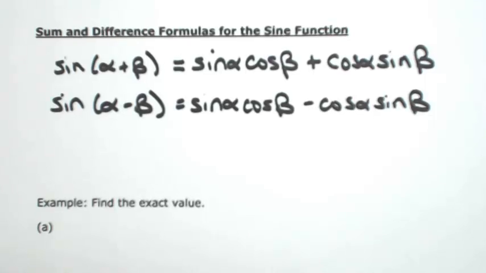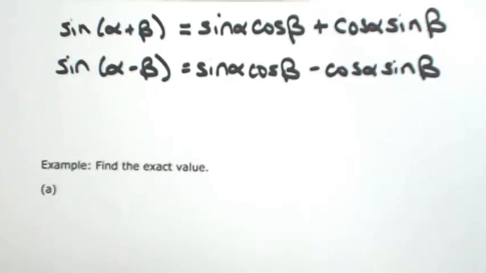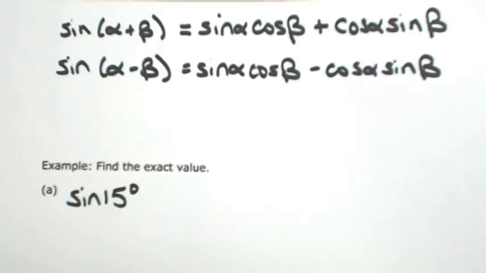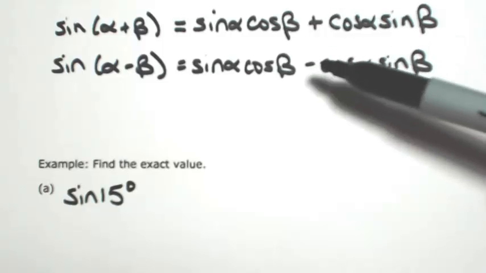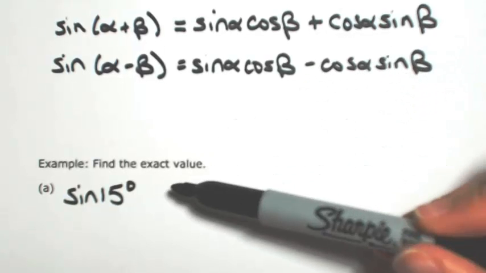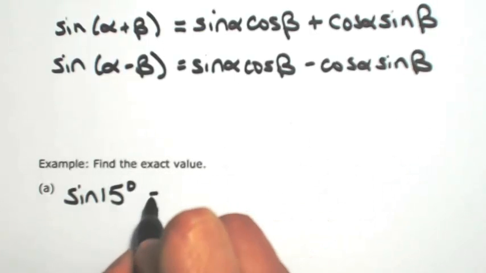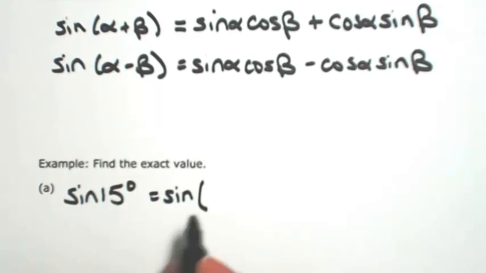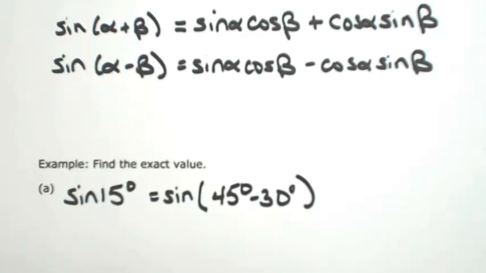So let's do a couple examples of finding the sine of some angles that are not some of our popular ones, such as the sine of 15 degrees. What I'm going to do is use one of these formulas by taking two of our more popular angles and getting 15 degrees from them. Since 15 is pretty small, I'm probably going to be subtracting. So let's do maybe 45 minus 30 degrees. I could have also done 60 minus 45.